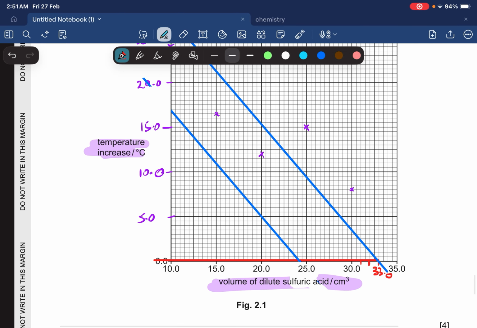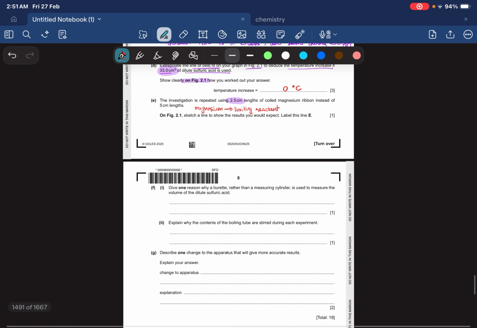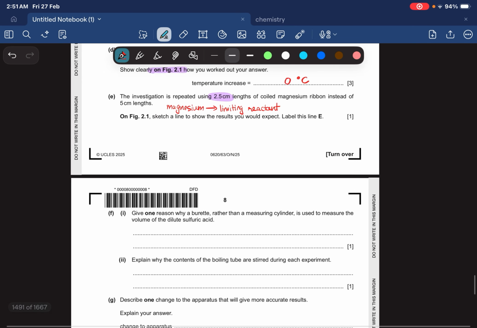So that's my line E. Done? This line thing, you just have to do this.